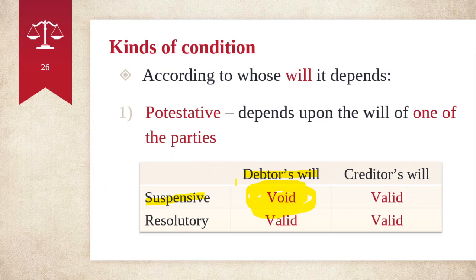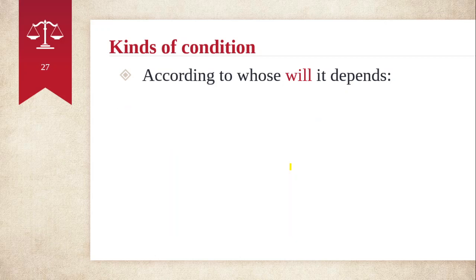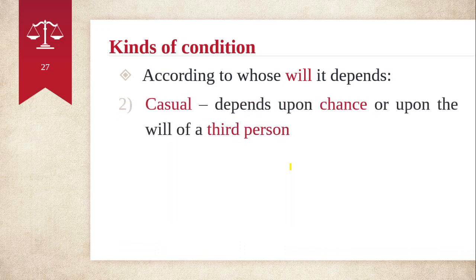Everything else, valid. Debtor's will, suspensive, void. Everything else, valid. So that's for potestative. We have another kind of condition according to whose will it depends. The second one is what we call casual. And when we talk about casual, this depends upon chance or upon the will of a third person.